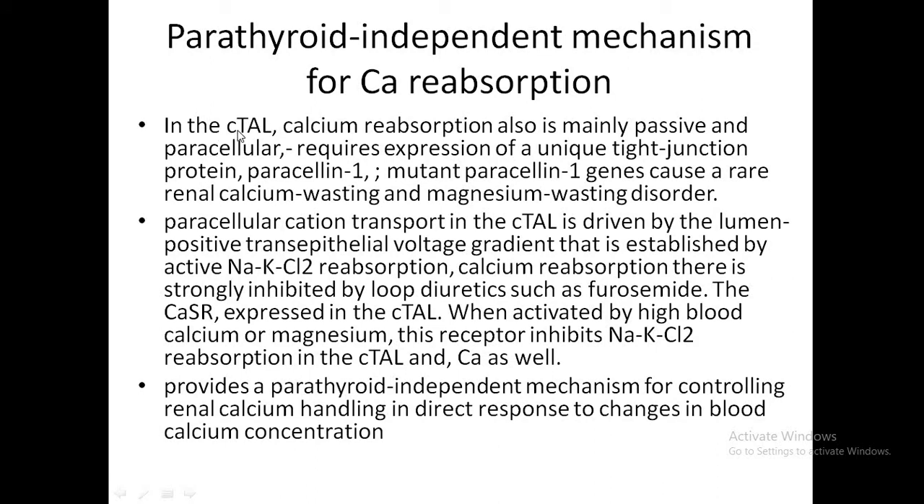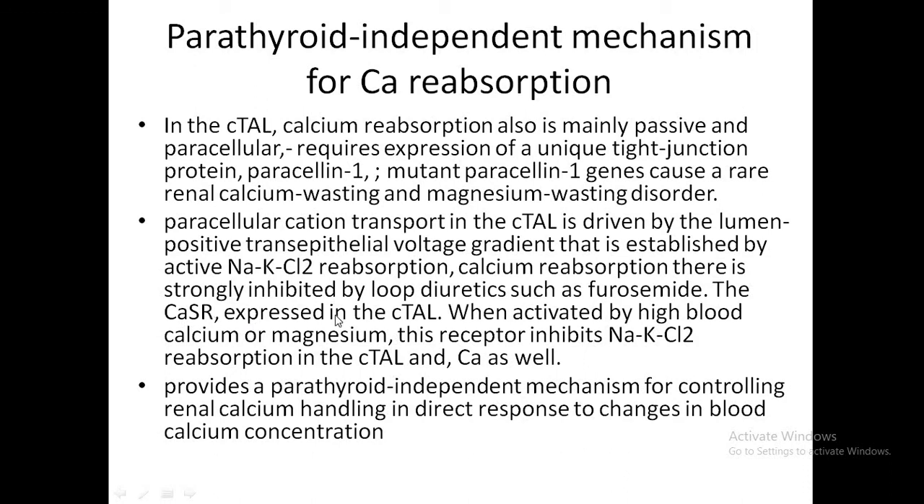In the thick ascending loop of Henle, calcium reabsorption also is mainly passive and paracellular and requires expression of paracellin, a unique tight junction protein, and mutant paracellin can cause renal calcium wasting and magnesium wasting disorder. This paracellular calcium transport in the CTAL is influenced by the positive transepithelial voltage gradient, and it is established by the active sodium potassium chloride reabsorption transporter. So calcium reabsorption is strongly inhibited by loop diuretics in the CTAL, such as furosemide.